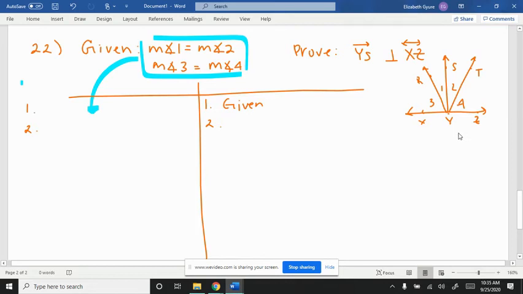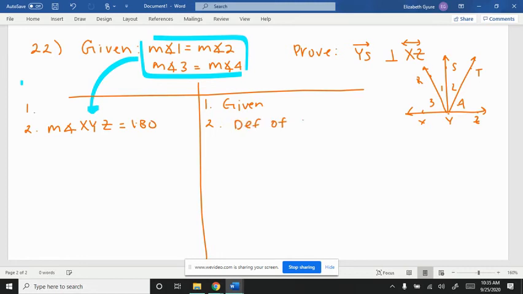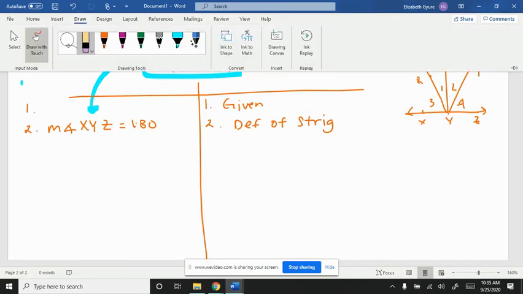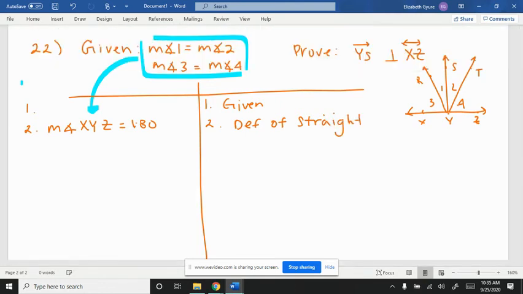And if you guys have a suggestion on where you want to go next or something you did, please let me know. So the measure of angle XYZ is 180 because of the definition of a straight angle. Except I can't spell. Okay. Now the reason I decided to introduce that first is because angle XYZ is where all of our other little angles live, basically. It's made up of all those little parts.